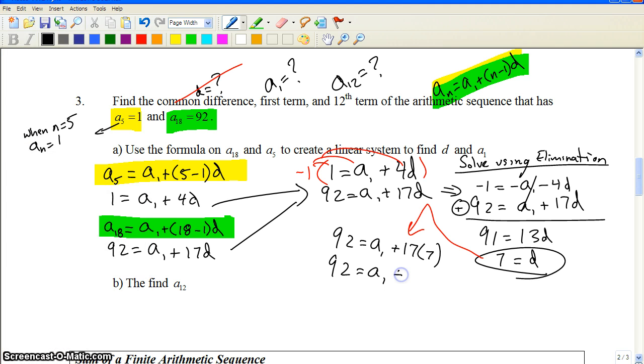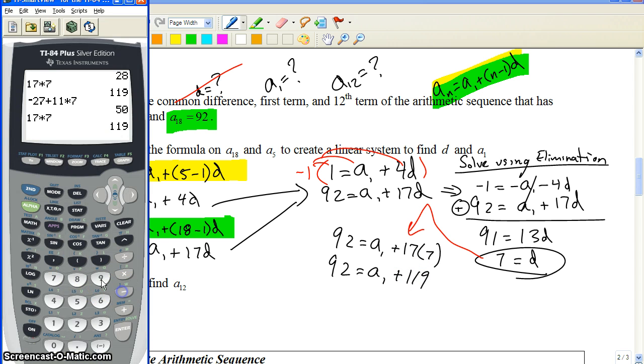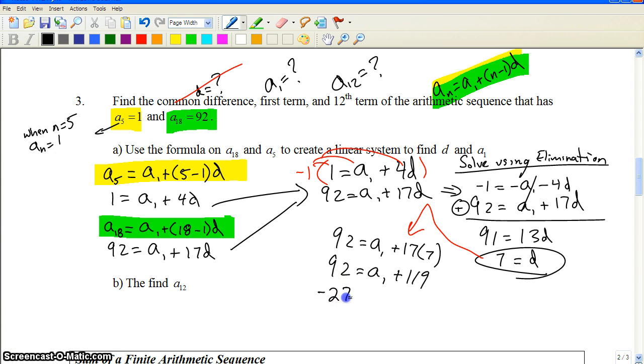So we get 119, and we subtract that from 92. I'm going to do the reverse and then do it by negative 1. So it's negative 27 equals a sub 1. Woohoo! We did it. Not all of it, but we did part of it.